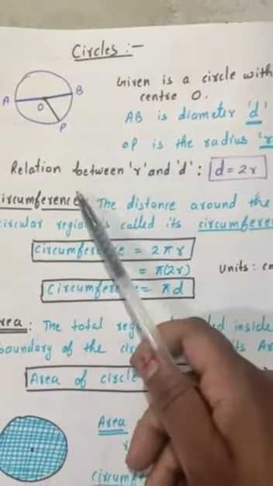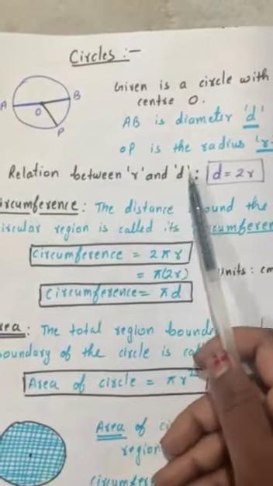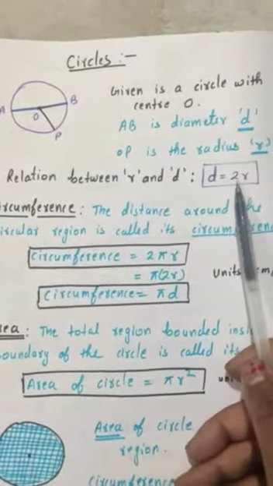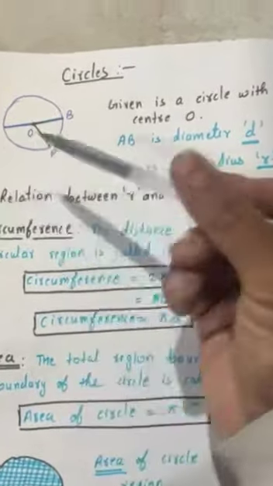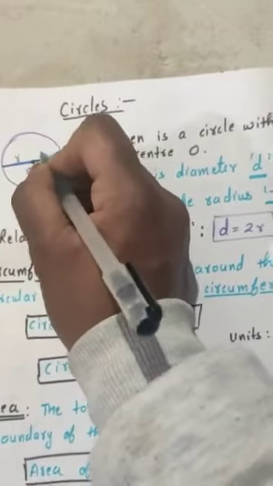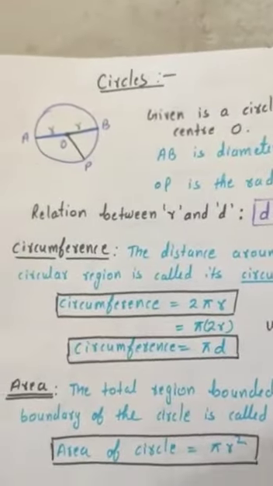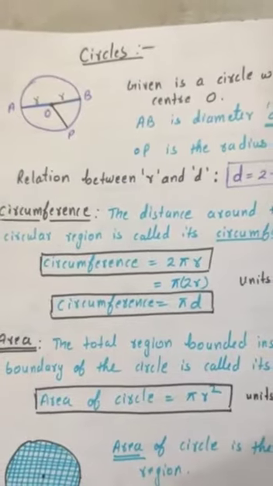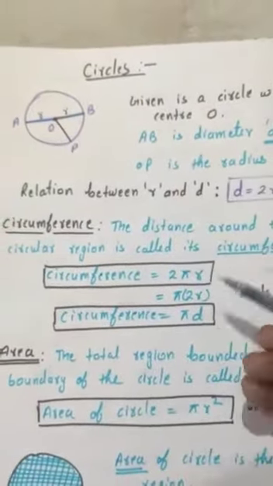Now what is the relation between R and D? The relation is D is 2 times R, because its value will also become R. So R plus R will give you 2R. Since this is a straight line, it is 2R directly.